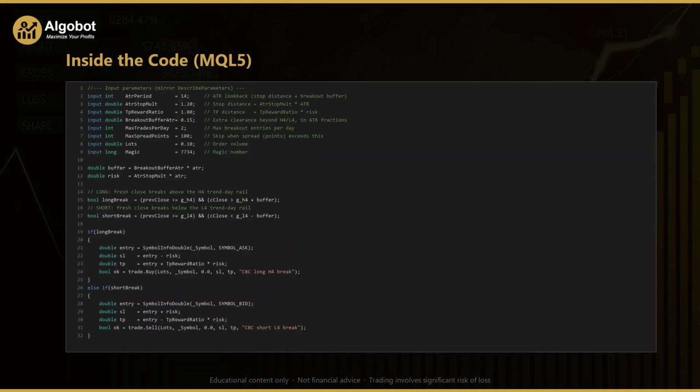The short condition, short break, is the mirror. It's true when the previous close was at or above L4, and the current close is below L4 minus the buffer. Here the code takes the bid price as the entry, places the stop 1 risk distance above, sets the take profit the reward ratio times risk below, and calls trade.sell. Both sides share the same ATR-based risk model, just in opposite directions. That's the entire trading core in a few lines.